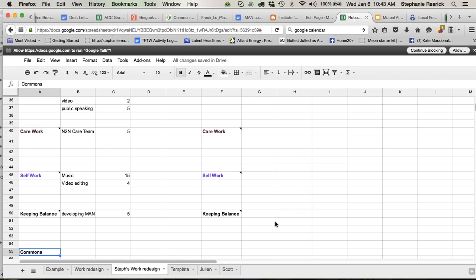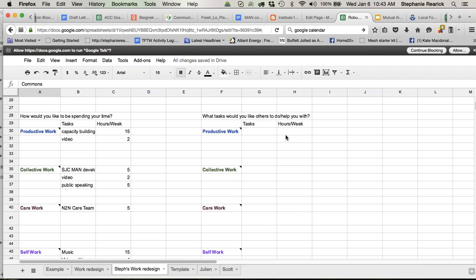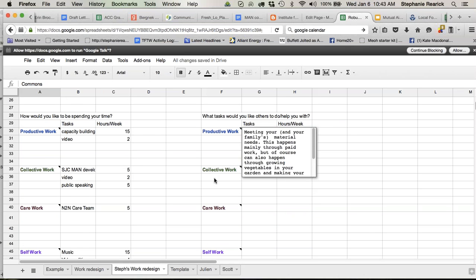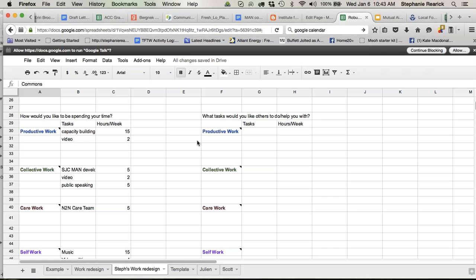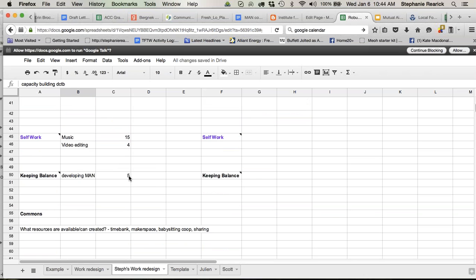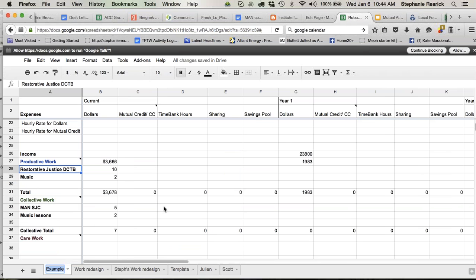So in the work redesign tab, there's also what tasks you would like others to help do or help with. Do you want to fill in that part or not? This is what I was saying I was going to come back to. I just wanted to show, if that's okay, how it maps to the income first of all. Okay, so probably what would be good for me to do is copy all this over. And I'm just figuring this out as we go, so bear with me.